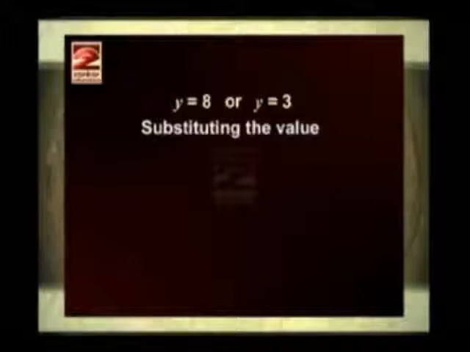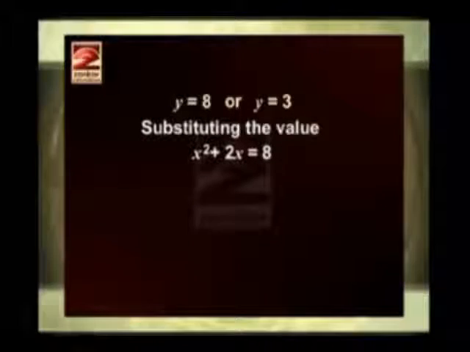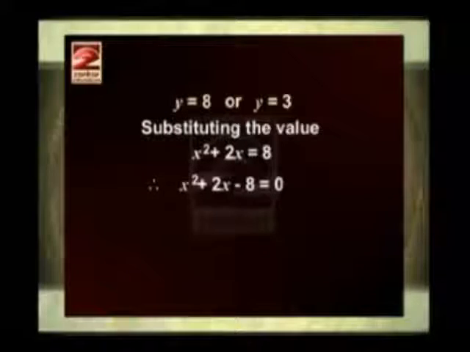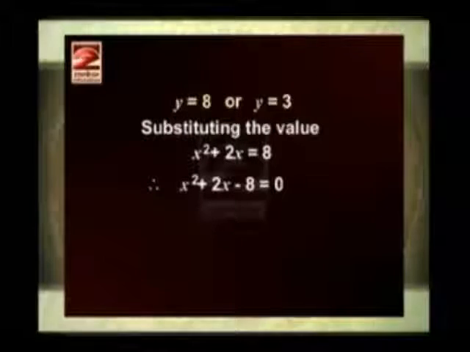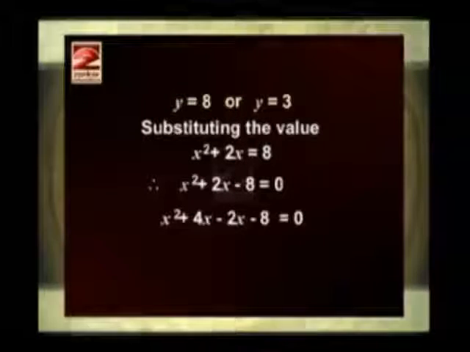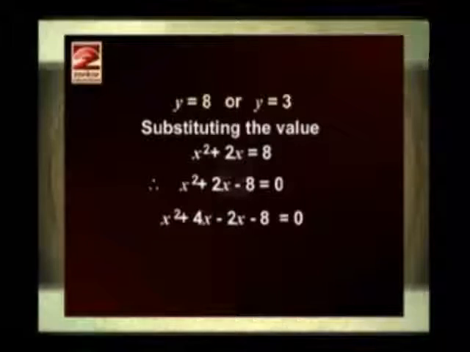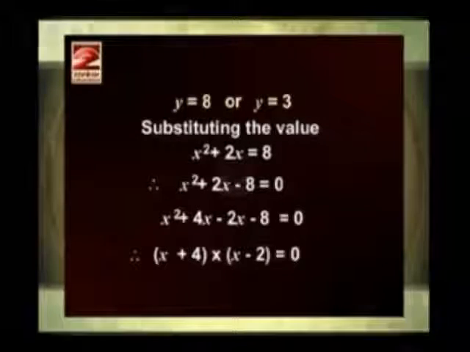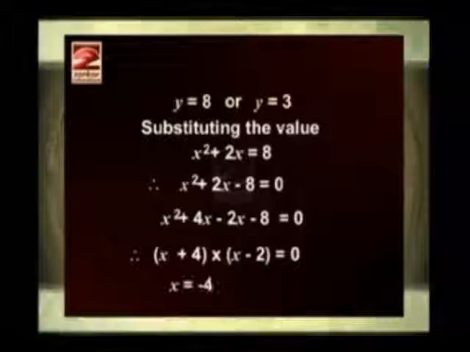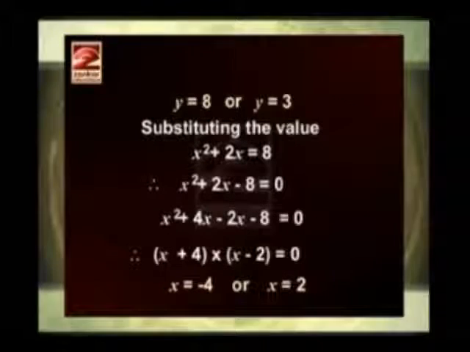Now substituting the values, we get x square plus 2x is equal to 8. Therefore, x square plus 2x minus 8 is equal to 0. Now splitting the middle term, x square plus 4x minus 2x minus 8 is equal to 0. Therefore, x plus 4 into x minus 2 is equal to 0. Therefore, x is equal to minus 4 or x is equal to 2.